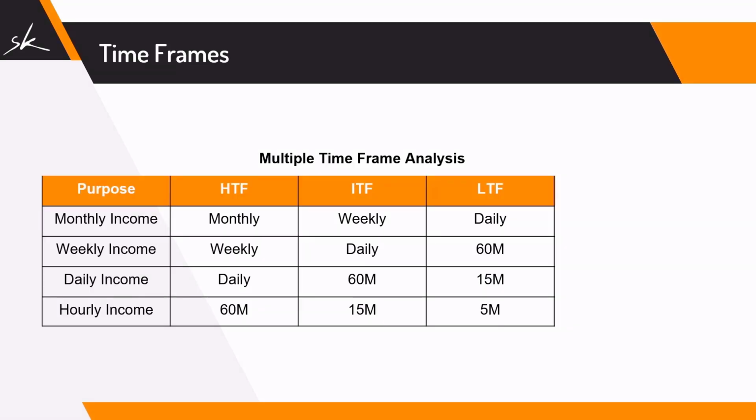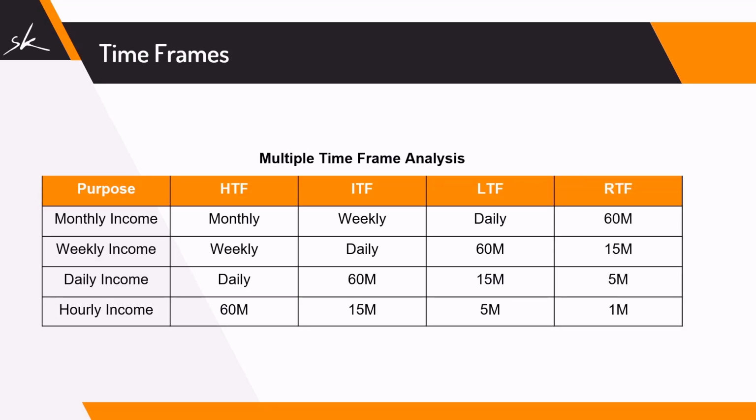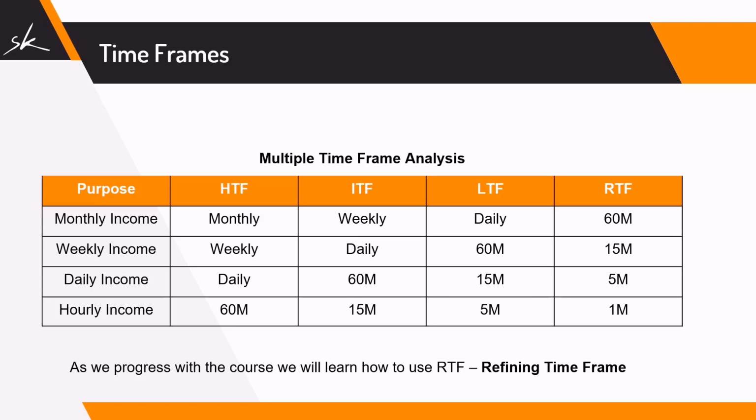Now we will add another time frame which is called the refining time frame or RTF. For monthly income trade, refining time frame will be 60 minutes. For weekly income trade, refining time frame will be 15 minutes. For daily income trade, refining time frame will be 5 minutes, and for hourly income trade, refining time frame will be 1 minute chart. As we progress with the course, we will learn how to use the refining time frame.